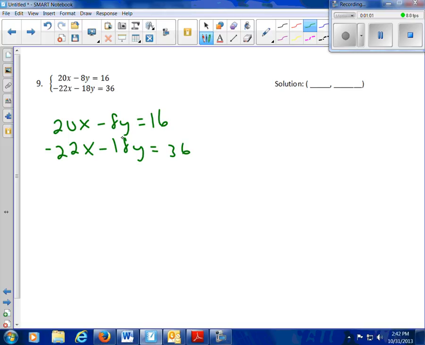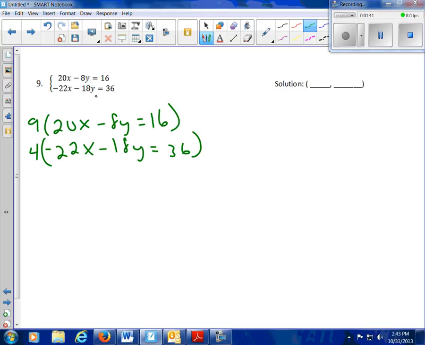And I know that I can multiply 8 by 9 to make it 72, and I can multiply 18 by 4 to make it equal 72. And that way I get the same numbers. Now, if you can't figure that out, what I taught you in class was you can multiply that 8 by 18 and multiply the 18 by 8. It'll give you much larger numbers, but it'll still get you the right answer in the end if you can't figure out what to multiply each number by.